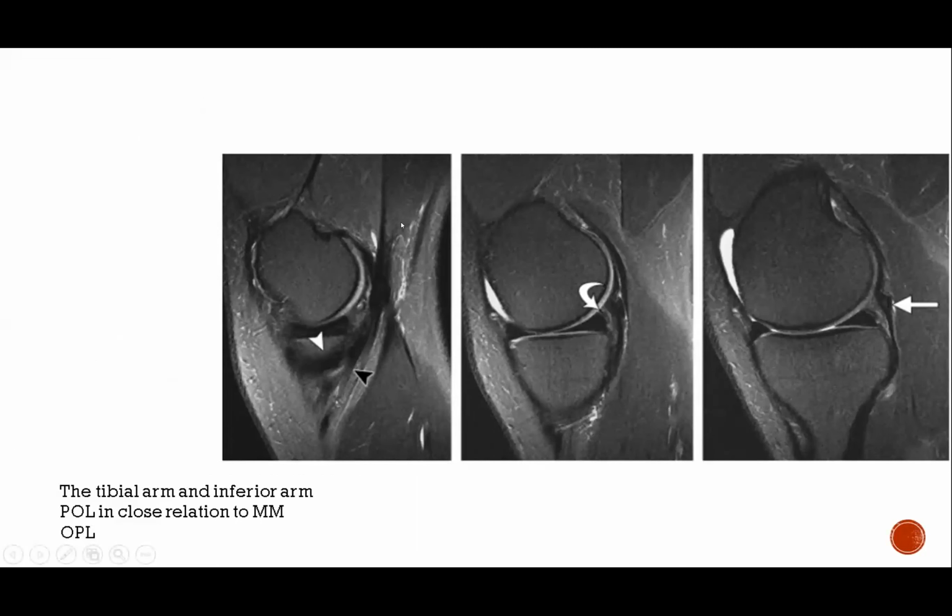So, summarizing the parts of the semimembranosus tendon on MR images, we can see this is the main semimembranosus tendon. This is the anterior tibial arm. This is the inferior arm of the semimembranosus tendon. This is the posterior oblique ligament in close relation to the medial meniscus, just posterior. And this small blackish structure is the oblique ligament.